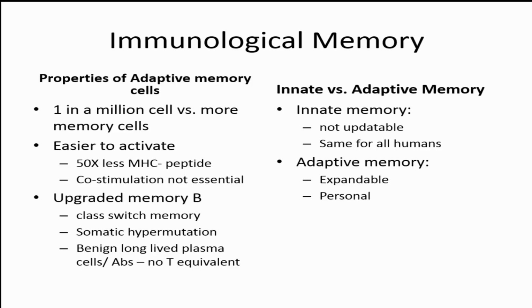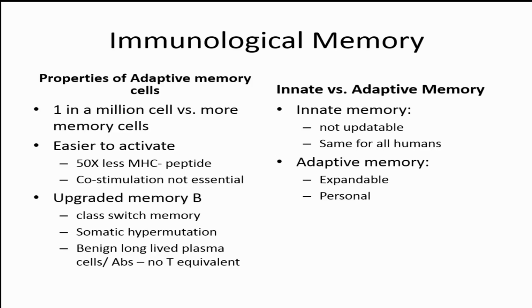So if you think about innate versus adaptive immunity, innate memory is not updatable. It's pretty much for that pattern and doesn't change, and it's the same for you or me or anyone else, compared to adaptive memory, which is updatable and personal, so yours would be different from mine.